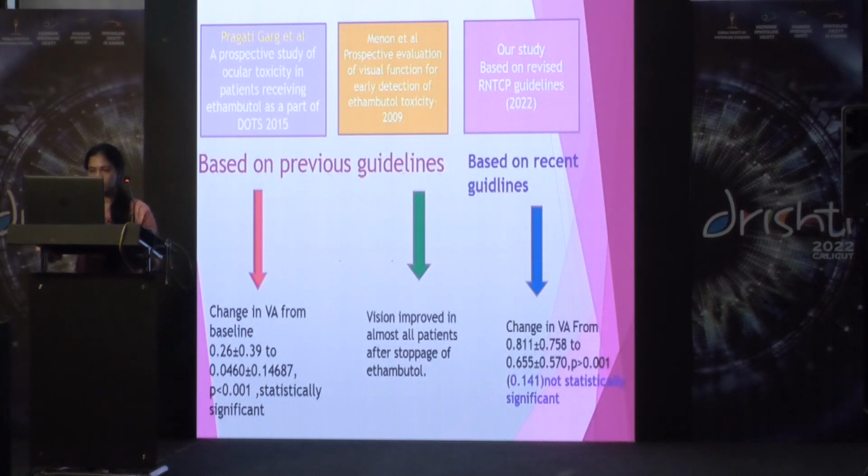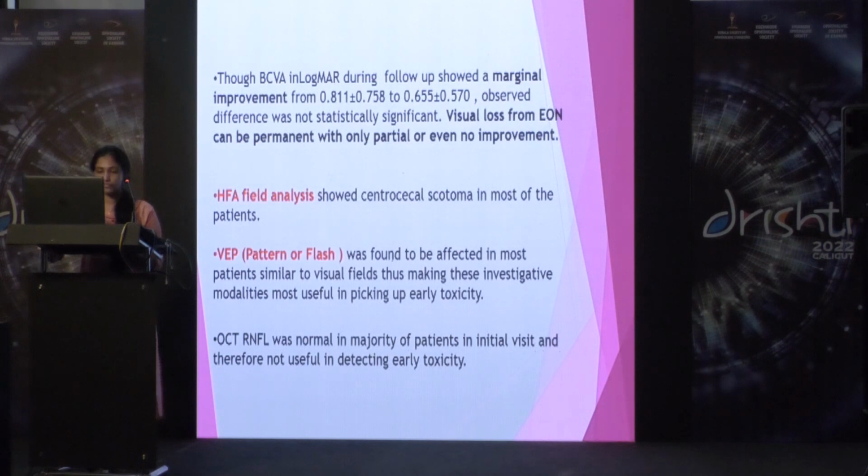But in our study, based on revised RNTCP guidelines, change in visual acuity from 0.8 to 0.65, the p-value was 0.141, which was not statistically significant. HFA field analysis showed centrocecal scotoma in most of the patients. VEP, pattern or flash, was found to be affected in most patients, similar to a visual field, thus making this investigation most useful in picking up early toxicity.